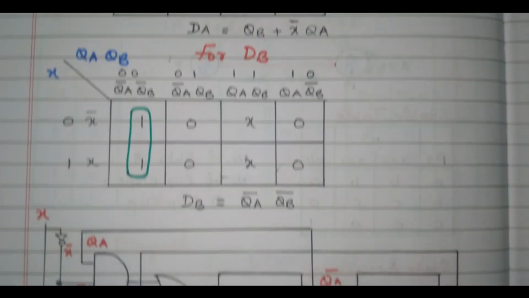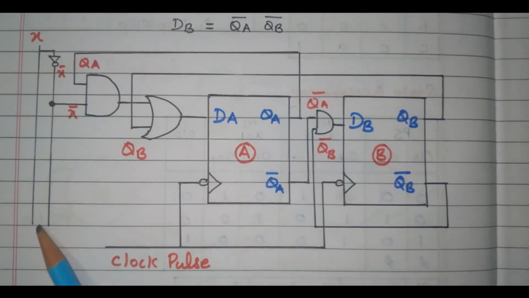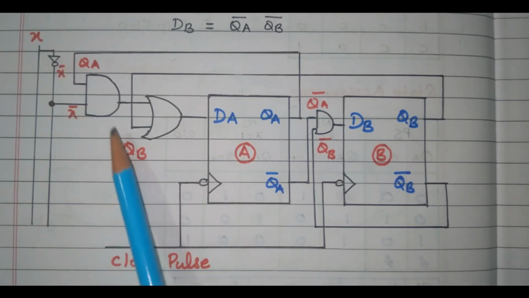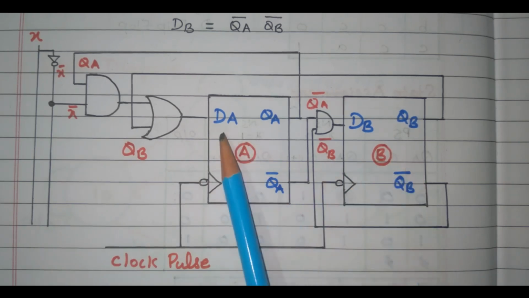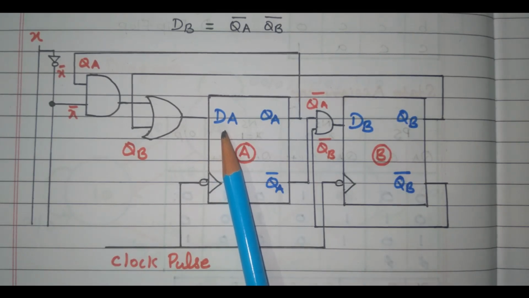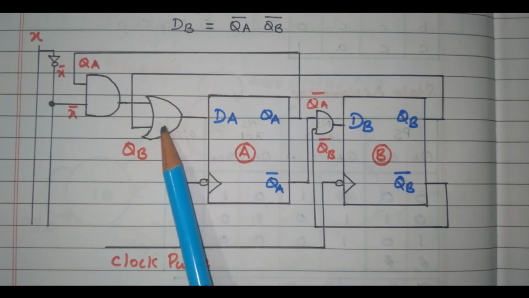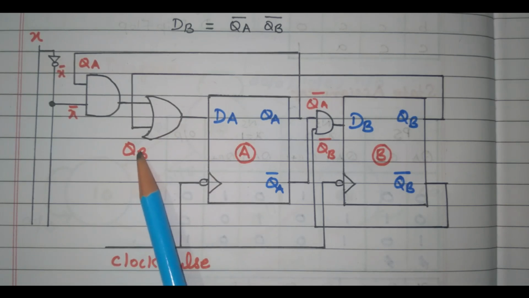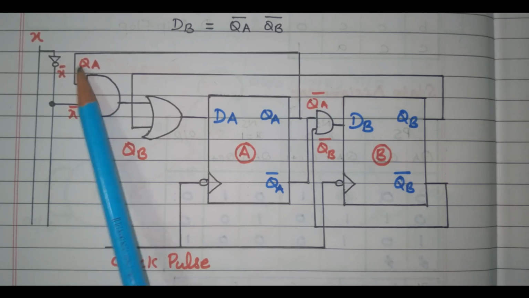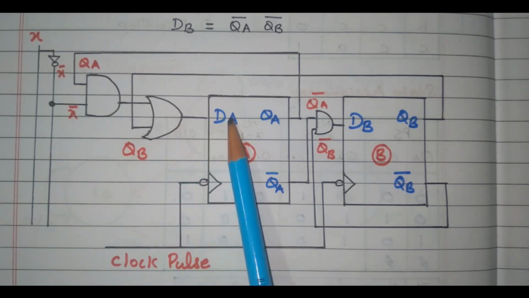So based on the equations, we can develop the logic circuit. See this, here X is connected with a NOT gate, so that we get X bar. This is the DA and DB, the first flip flop and second flip flop. What is DA? DA value is nothing but QB plus X bar QA. See this, this is an OR gate, so it will add. This AND gate will multiply X bar into QA, and that will be added with QB. So X bar QA plus QB will be given as the DA value.